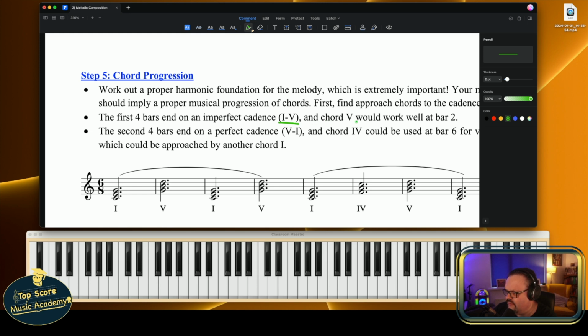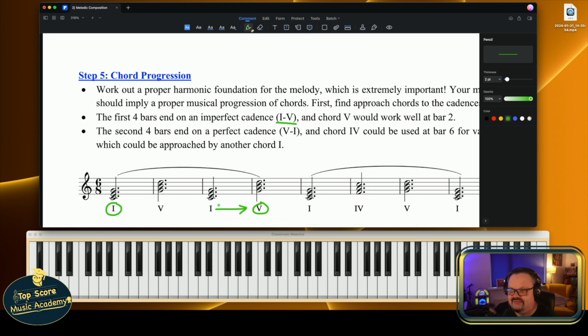And chord 5 would work well at bar 2 as well. So we start on chord 1, which we decided way back in step 1 was going to be a tonic harmony. And we've already got chord 5 from that step as well. And we've just worked out that 1 to 5 will sound good. Well, we can't really have 1 to 1 to 1 because that's too simplistic, you're not changing harmony at all. So we're going to harmonize bar 2 with another chord 5. So there's a 1-5, 1-5 relationship over your first 4 bars.